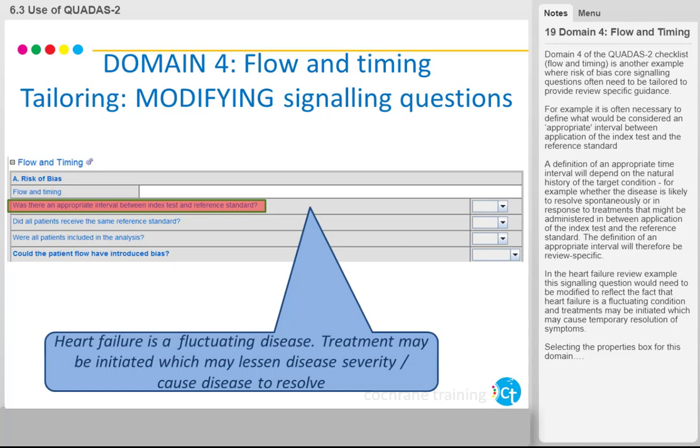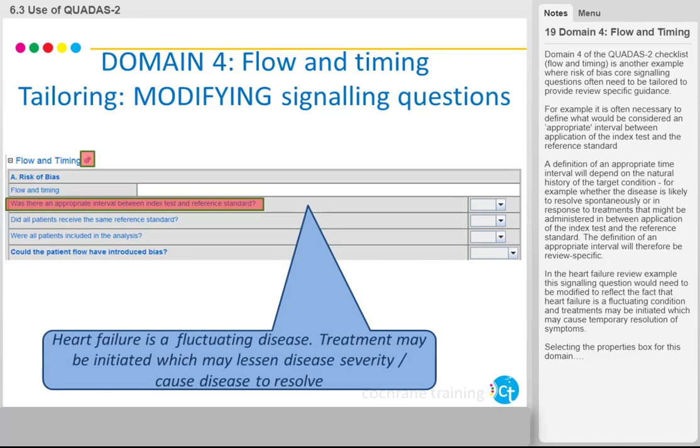In the heart failure review example, this signalling question would need to be modified to reflect the fact that heart failure is a fluctuating condition and treatments may be initiated which may cause temporary resolution of symptoms. So selecting the Properties box for this domain.